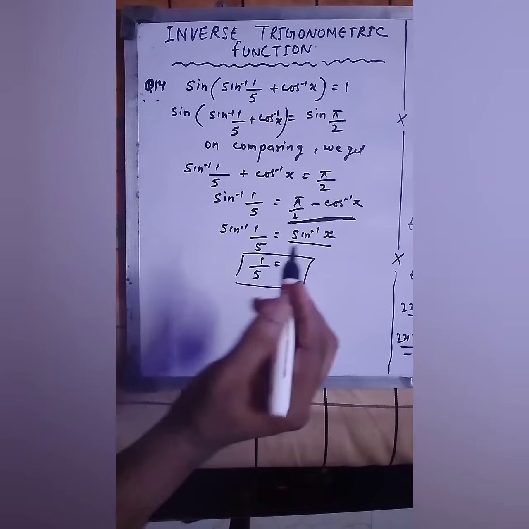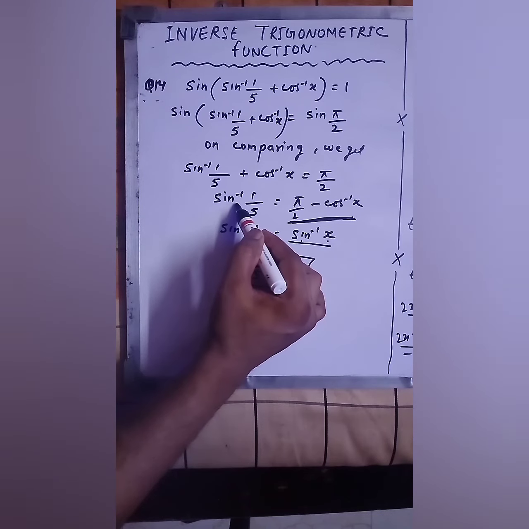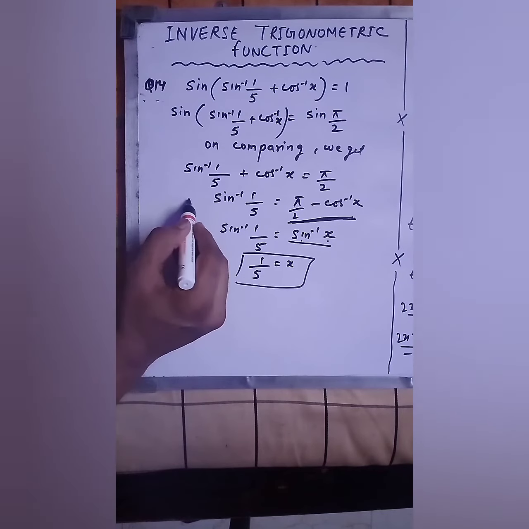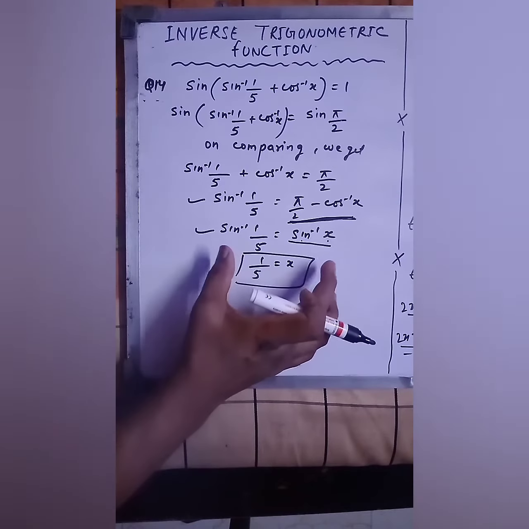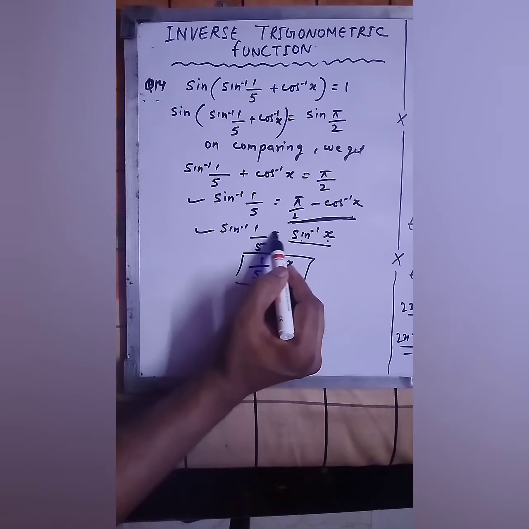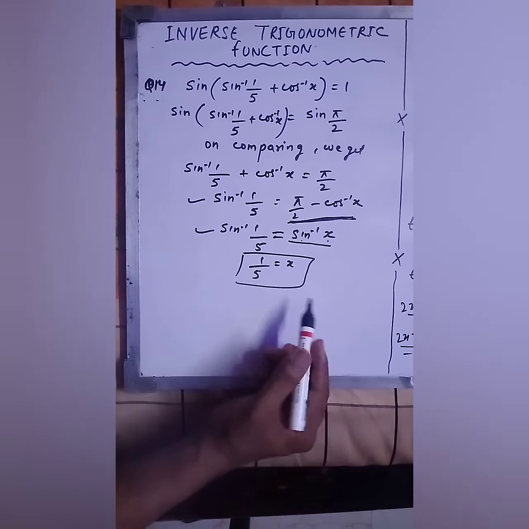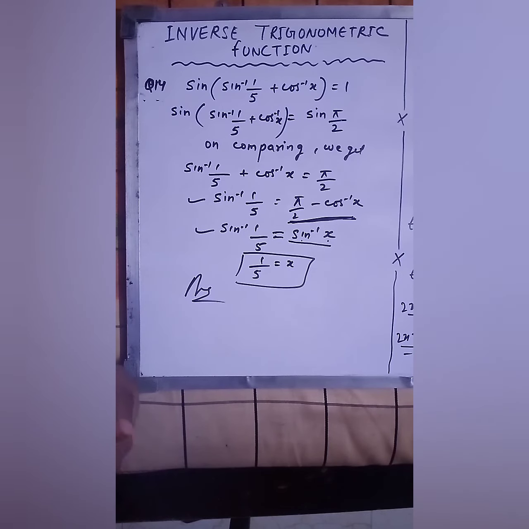So in place of this, I'm writing sin inverse x, and similarly, I'm copying this sin inverse 1/5 in the next two steps, in this step and in this step. After this, both are sin inverse and both are equal, so you will compare the angle on both sides. So you will get x equals 1/5. So that is the required answer of x. This is the required value of x.